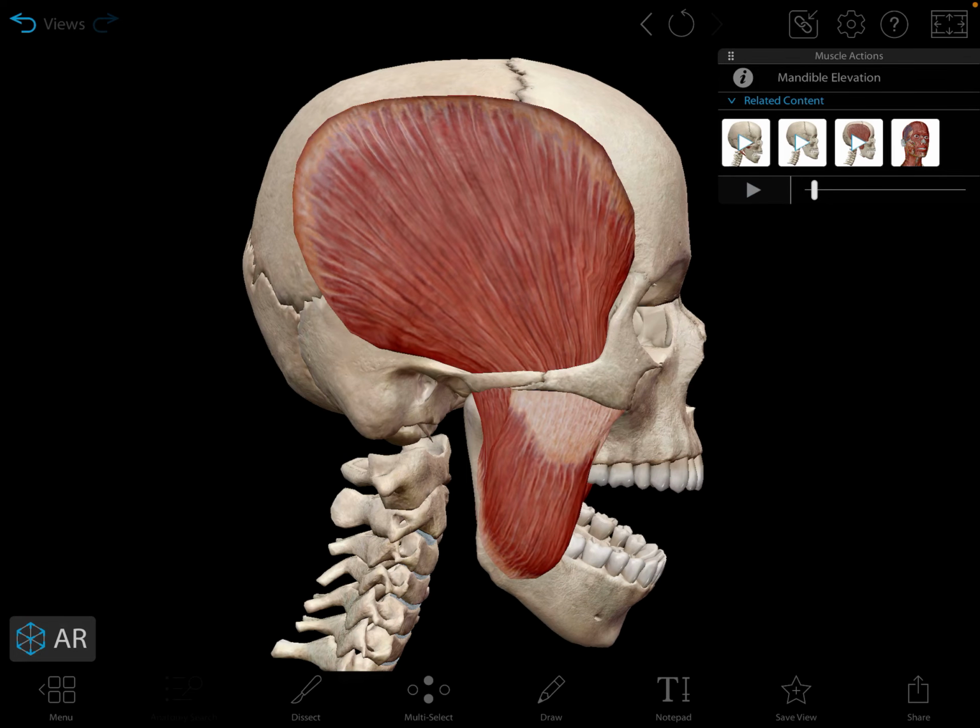So we will stop there with this video of muscles of mastication, and we will pick up by talking about a few muscles that move our neck, and then we will get into some thoracic and some upper limb muscles.